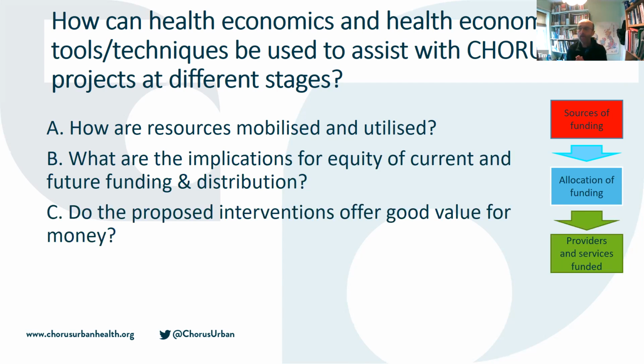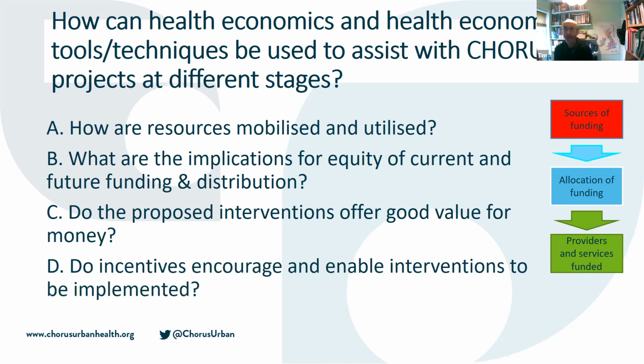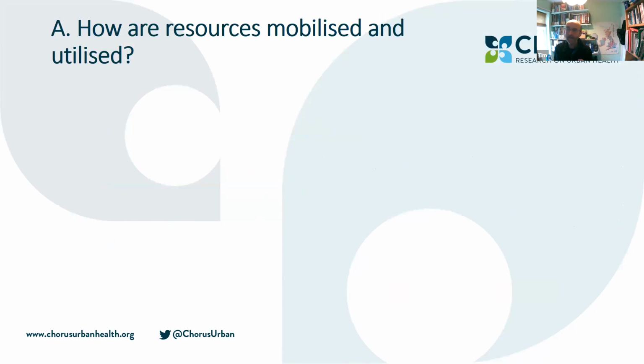Thirdly, once we've seen how the resources are distributed, and we've decided what interventions might be used in order to utilize those resources and deliver health gain, do the proposed interventions offer good value for money? And then finally, are there incentives in place to encourage and enable the interventions to be implemented? I think all of these questions could be relevant to Chorus. So let me start on the first one.